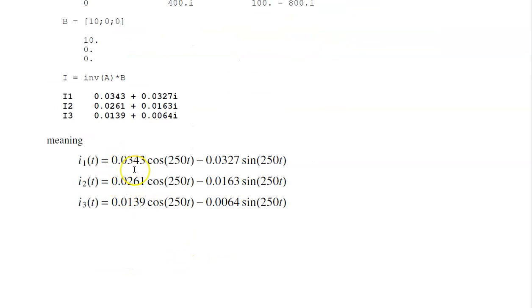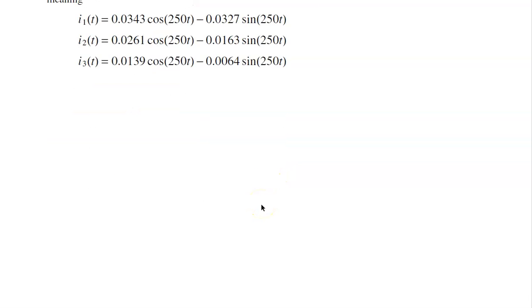And what that means is the real part is cosine, minus j is sine. So I1 is 0.03 cosine 250t minus 0.03 sine 250t. Likewise for I2 and I3. So that's problem number 1.